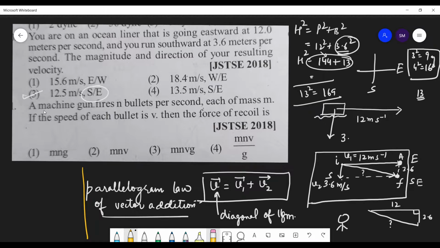So the next question is, a machine gun fires n bullets per second, okay? And each is of mass m. If the speed of the bullet is v, then the force of recoil is... so find out.